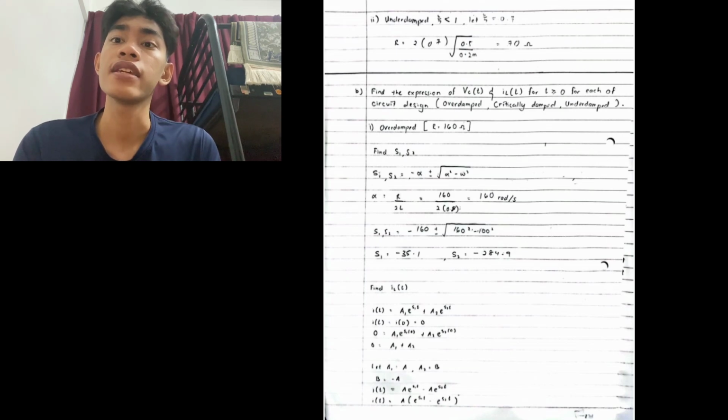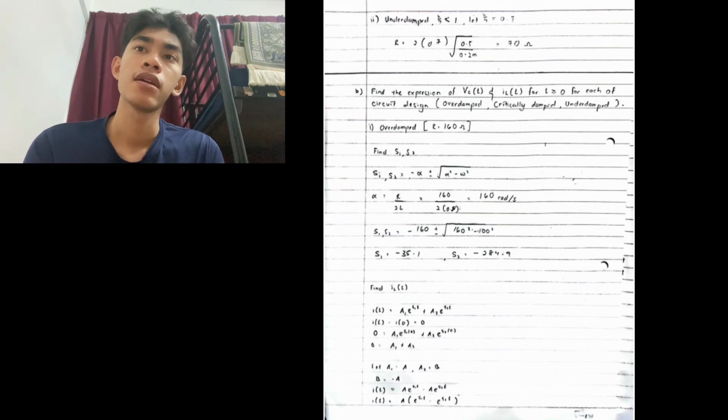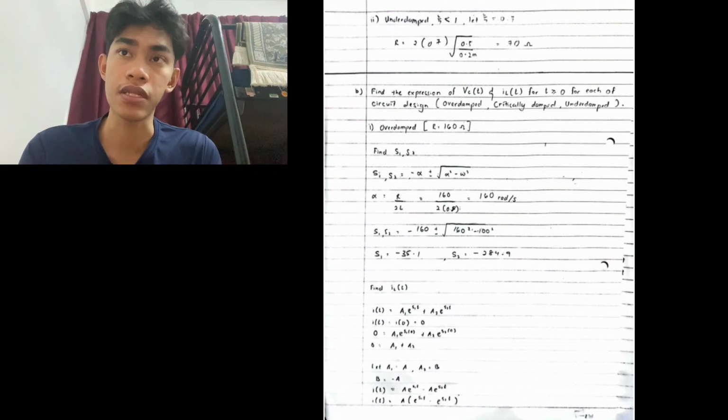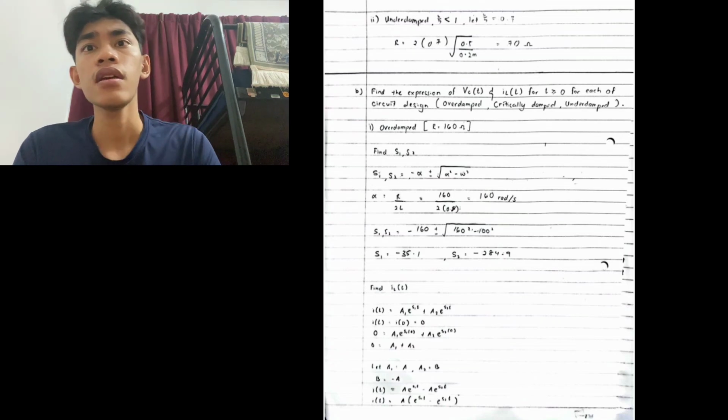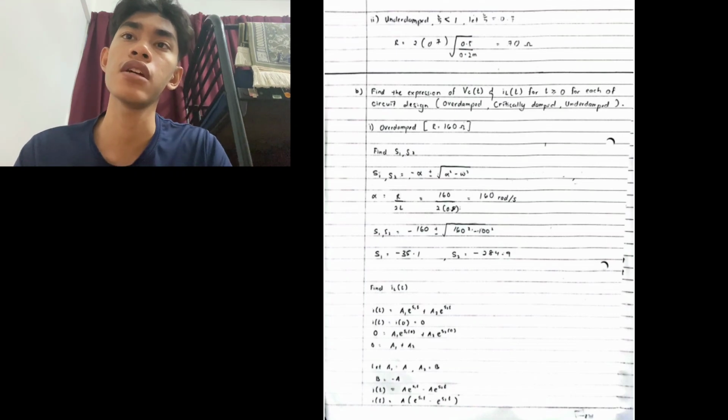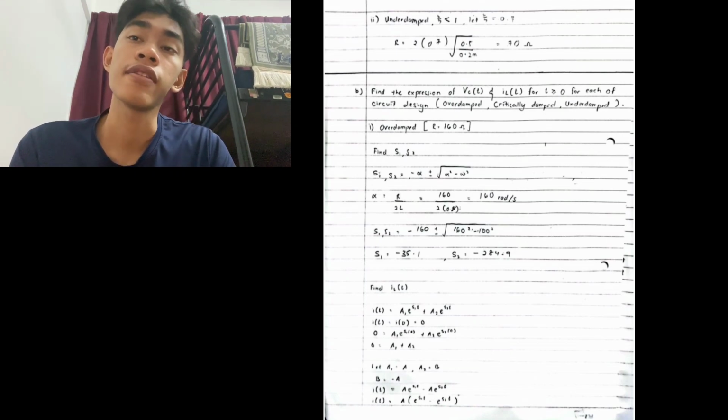Then we need to find the expression of VC and IL for t more than or equal to 0 for each circuit design, which is overdamped, critically damped and underdamped. Firstly, we do the overdamped. We take the information that we calculated before, which is the value of R, the capacitance and the inductance. Then we find alpha first. For alpha, we use the formula R over 2L. Then the value of alpha is 160 radian per second.